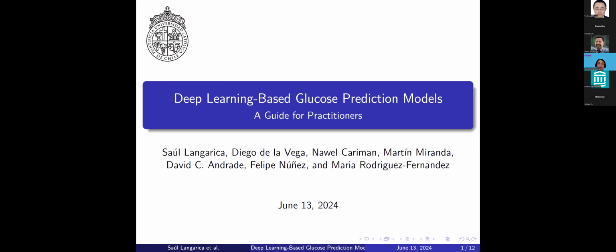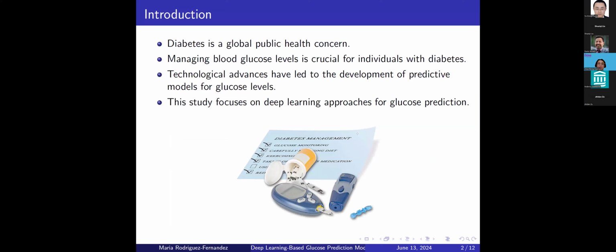Perfect, thank you. So today I'm going to present our paper on deep learning based glucose prediction models. The main idea of this paper, as many of you might know, is to build better models for glucose prediction, in particular for type 1 diabetes patients. As you know, diabetes is a global public health concern, and there are many people diagnosed with type 1 diabetes, and this number is increasing over the years.